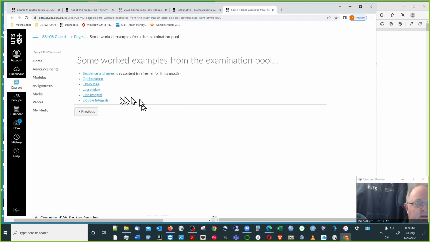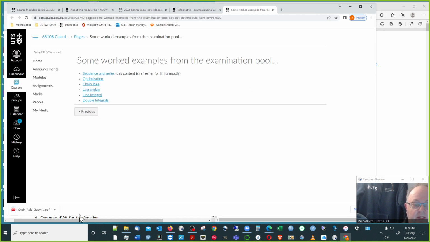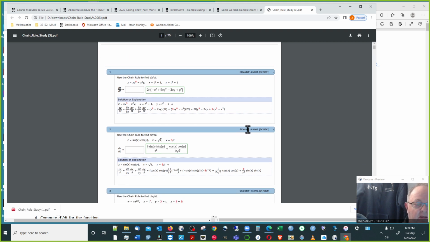The worked examples allow you to go and have a look at this. So if you wanted to have a look at the chain rule one, when you click on the chain rule, it'll open up this one. So there's heaps in there.